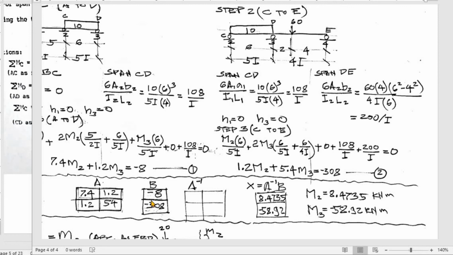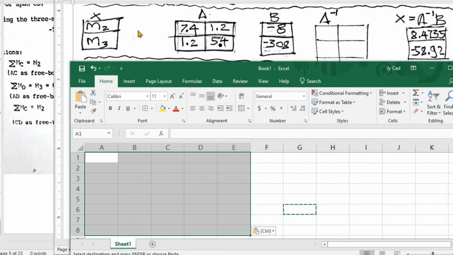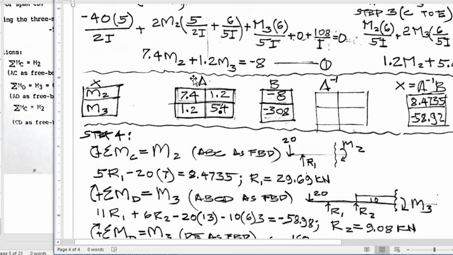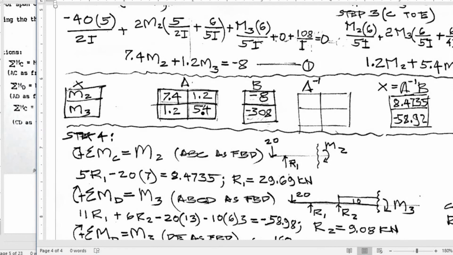Ngayon, X is your set of unknowns, no? This is a column matrix which includes now your M2 and M3. X is equal to the inverse of A multiplied by your B matrix. So, papasok na natin ito ngayon sa Excel. So, yung X, yan yung ating unknowns, which is M2 and M3. And then you have the A matrix. This is composed of the coefficients of equations 1 and 2.